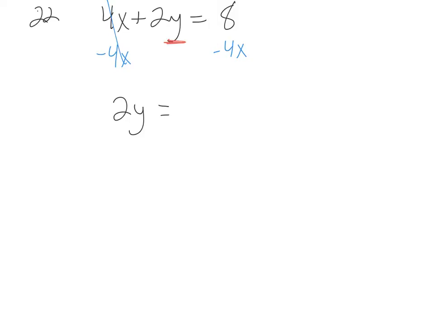You cannot combine 8 minus 4x. 8 is a constant term. It has no variable. 4x is a variable term. It has an x. You cannot combine them, so you must leave them both side by side. 8 minus 4x has to stay.